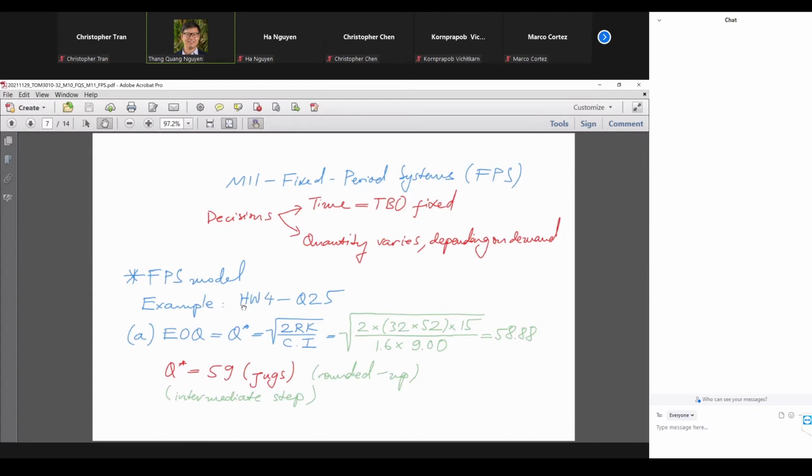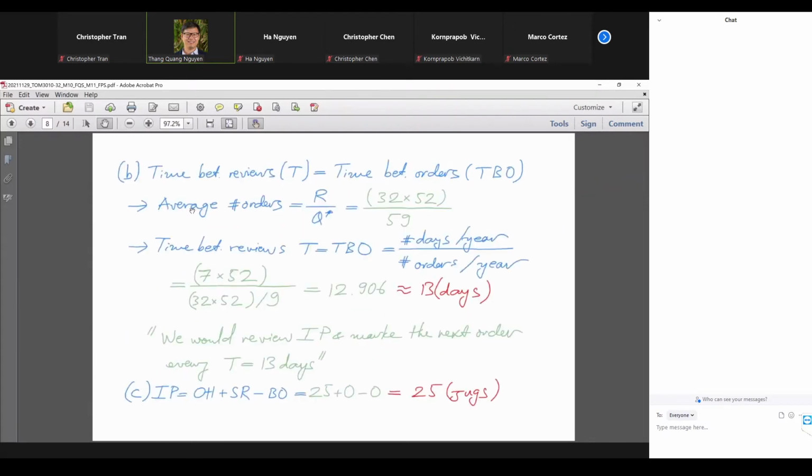In this example, homework 4, question 25, first of all, we calculate the EOQ. Well, we will not order the same amount every time. We just take this Q star as a step so that we can calculate the time between the orders that we need to fix. So in part A, we calculate the EOQ like in module 10. Then in part B, we calculate the average number of orders that we might make in the year. After that, we can calculate the time between the orders.